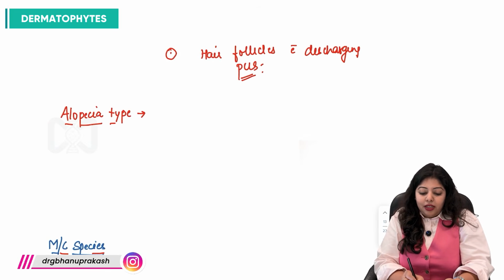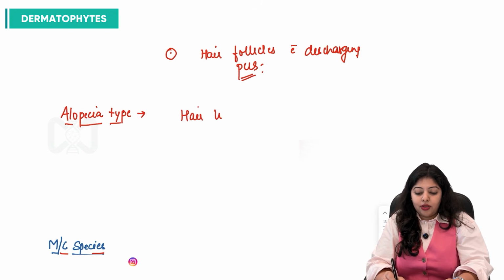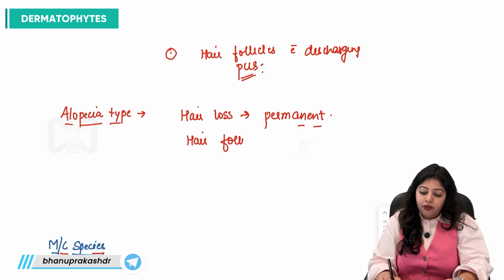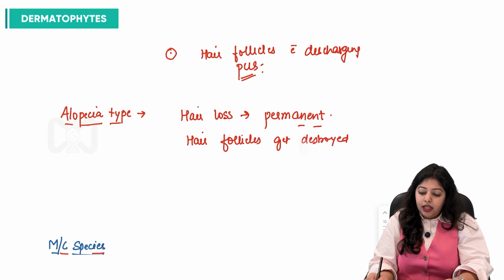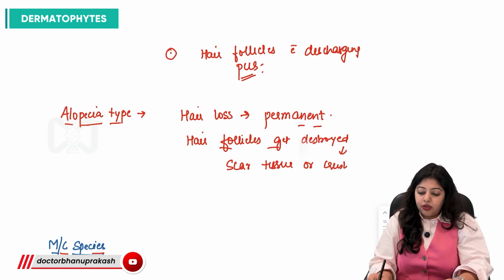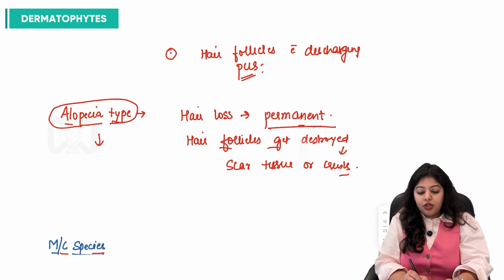So firstly, we must know the type of alopecia. There is of course going to be hair loss, and this hair loss is going to be permanent in nature. No hair would grow thereafter, and the hair follicles get destroyed and eventually are replaced by scar tissue. Scar tissue or crusts would be present, right? So permanent hair loss. This kind of alopecia is known as scarring alopecia.